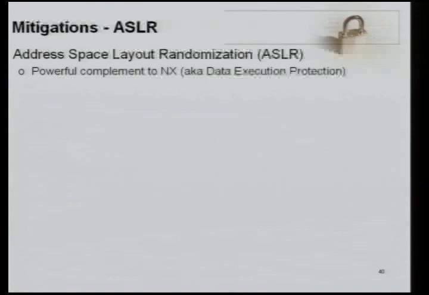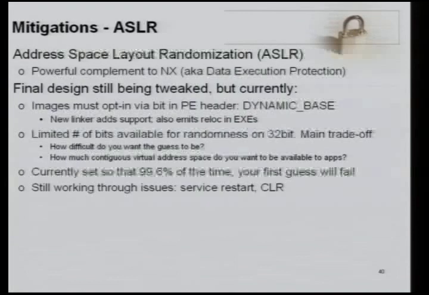You really need both of them to actually get anywhere. The final design is still being tweaked, but the way it is going to work is a DLL or an EXE will opt into ASLR, and so certainly the operating system is going to be opted in, and people will be able to get a QFE from the compiler team that'll have a new flag so that they can take their application and opt it into ASLR. It's essentially just sets a bit in the PE header.